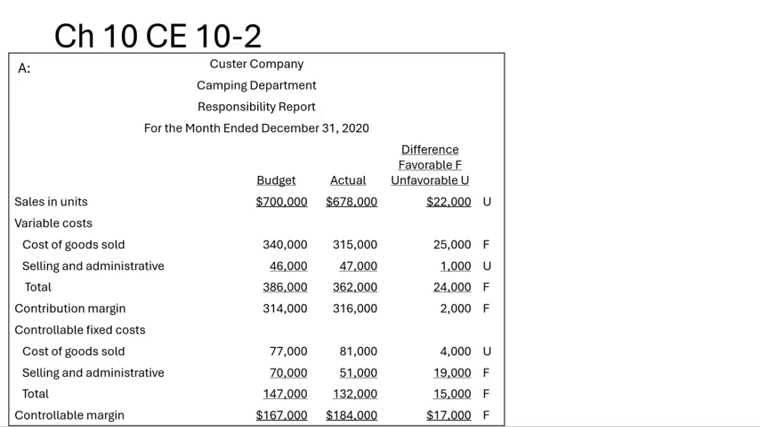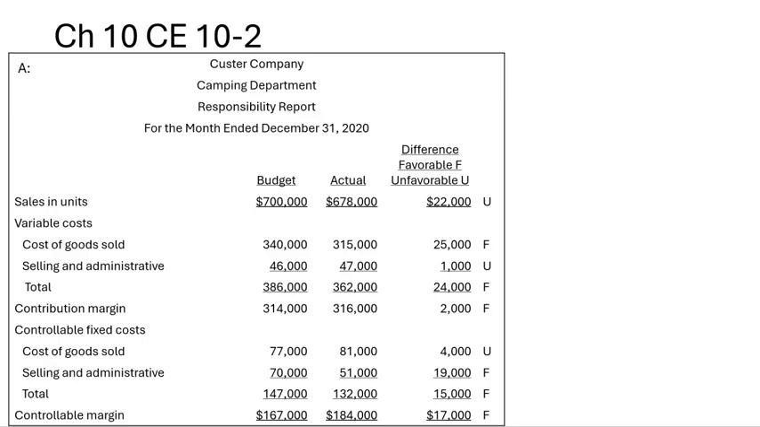Our actuals for the month came in at $678,000. So we are unfavorable on sales, $22,000. We sold less than we'd budgeted. Our contribution margin, however, is actually higher than our budgeted by $2,000 because our variable costs, cost of goods sold and selling and administrative variable, were $24,000 less, so $24,000 favorable than what we had budgeted. So unfavorable sales, but favorable variable cost gives us a favorable contribution margin.